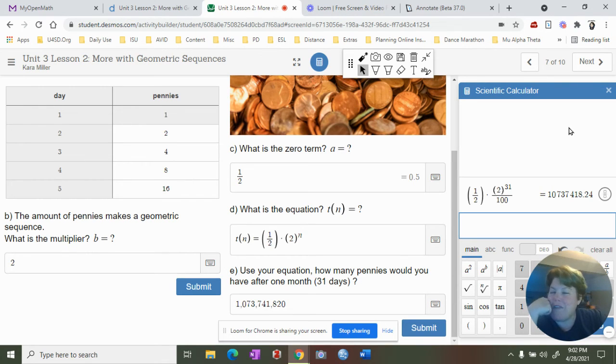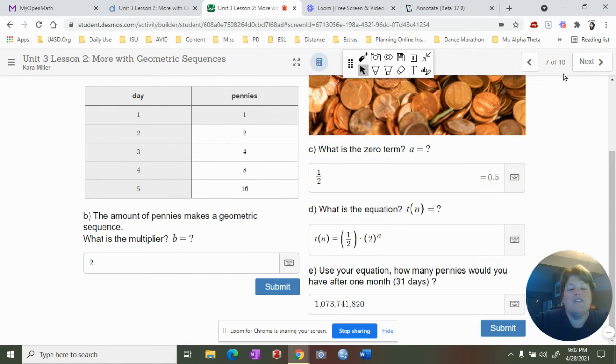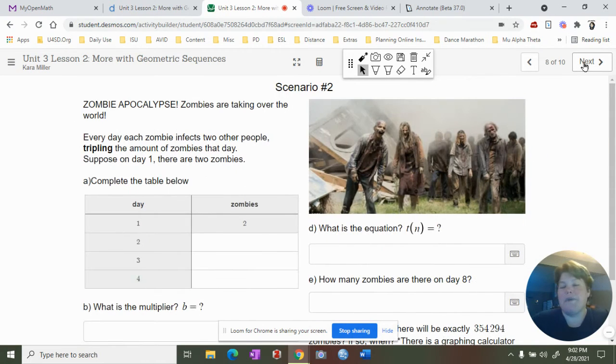I don't think I want to be carrying around that many pennies, but still, it's kind of a cool concept, isn't it? So let's take a look at another example.